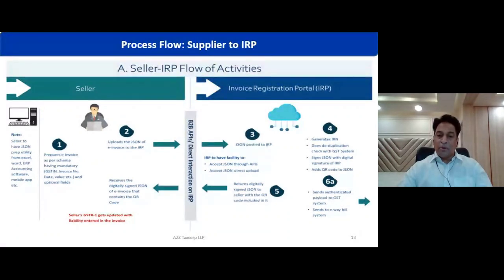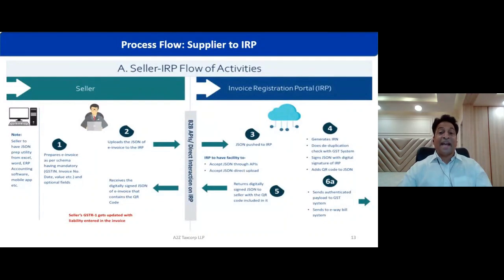What is the IRP going to do? The IRP is going to accept your JSON file through API and accept a direct JSON file upload. And what are they going to do? They are going to generate the IRN, the invoice reference number. They are going to do a deduplication check with the GST system: whether the GST number is correct, the data and particulars as provided are correct, and mandatory fields are correctly filled up or not, everything.